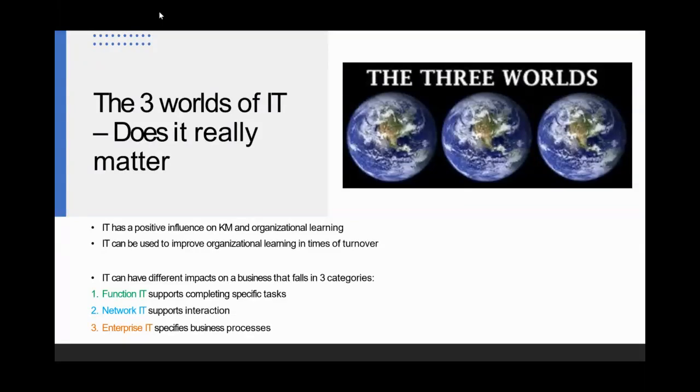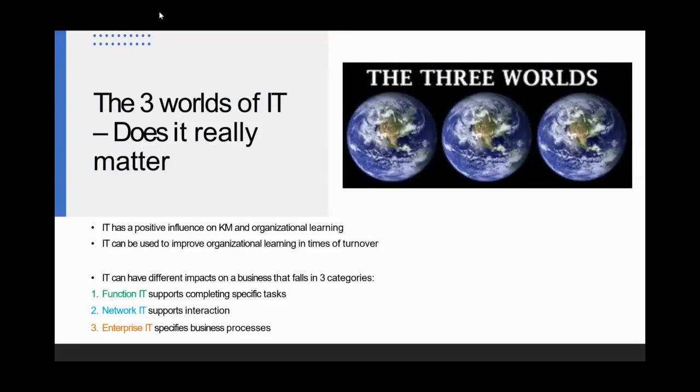Okay. So here now, the last thing that they're just touching on in terms of Unit 4 is the three worlds of IT. Does it really matter? Of course it does. Why? Because IT has a positive influence on knowledge management and organizational learning. It also can be used to improve organizational learning in times of turnover. Turnover in the sense that people leaving, right? So we obviously need to upskill whoever now comes into the business. And so we can utilize IT in order to do that.